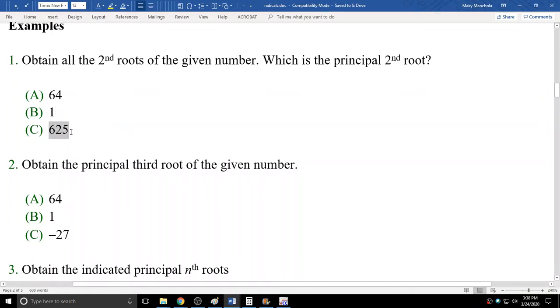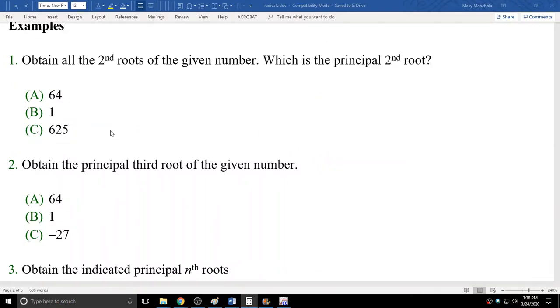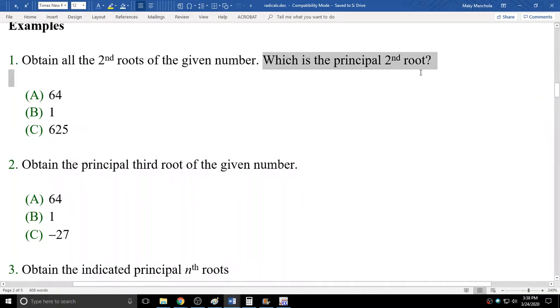I need the second roots or square roots of 625. There are 2 of them. One of them is 25. The other one is negative 25. Notice that 25 squared is 625. Also, negative 25 squared is 625. Which of them is the principal square root? The principal square root, the principal second root of 625 is the positive one, 25.